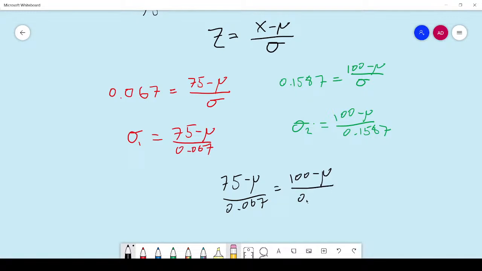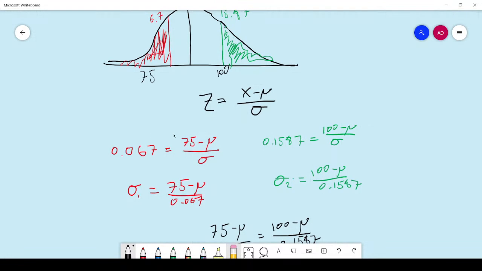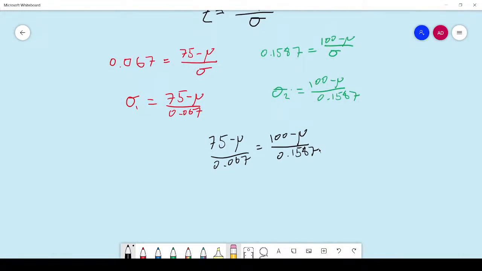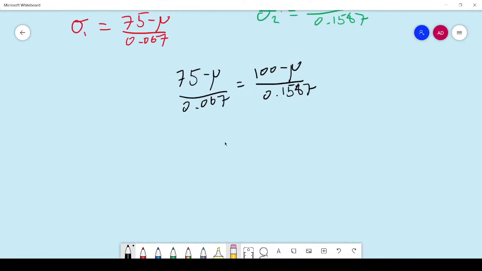And the reason we can do this is because the standard deviation shouldn't change as long as both sets of data are within the same question and the same distribution. So that's how we can let them equal each other. Now we can solve this for mu. So let's just times out these denominators.